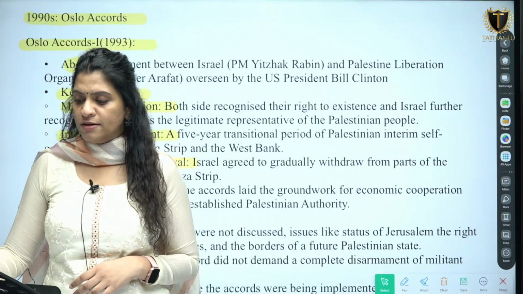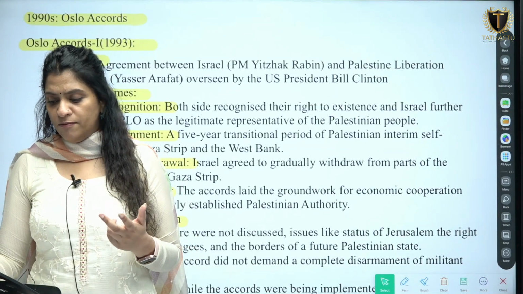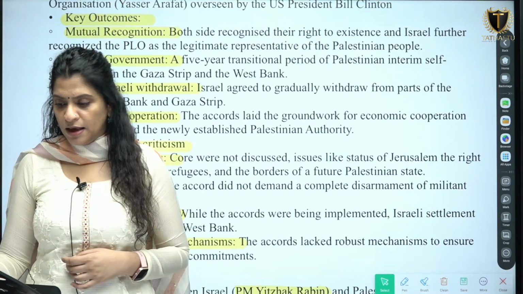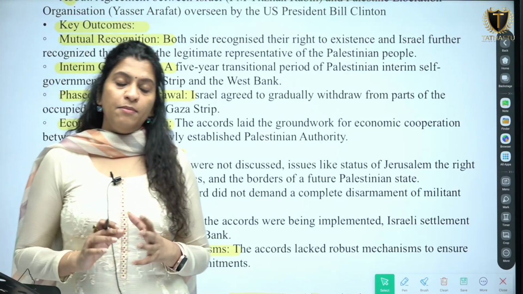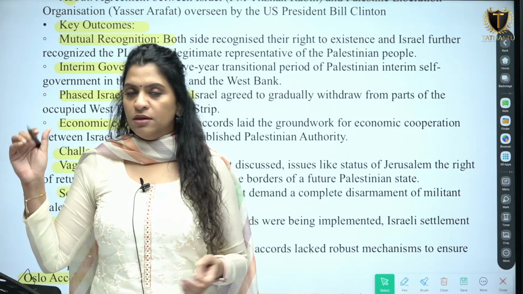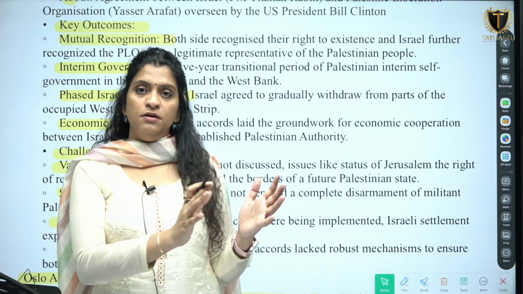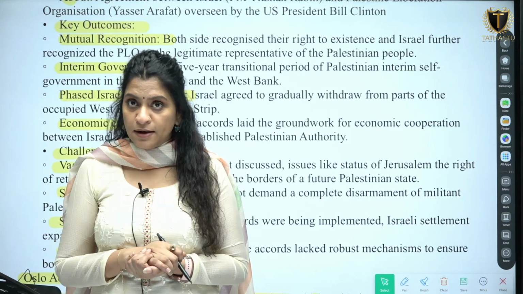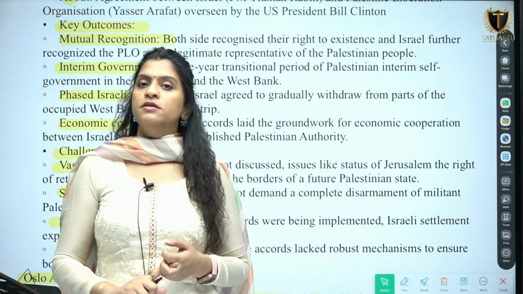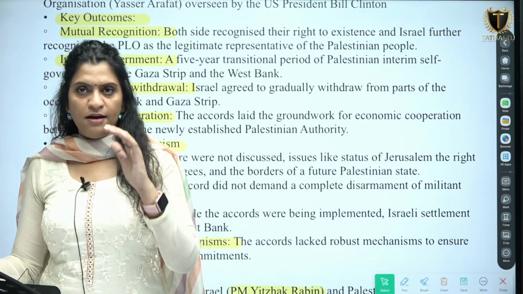In the Oslo Accords, the key outcomes were mutual recognition, an interim government, and then a phased Israeli withdrawal. Then economic cooperation. What were the challenges and criticism of the Oslo Accord? Separately, by the way, there can be a question on the Oslo Accord. So all the factual information, the historical background, the timeline, the role of Western allies for Israel, when the Hamas formation happens, Intifada, Oslo Accords, Balfour Declaration, everything is important. I have given everything, so just go through and understand the timeline.